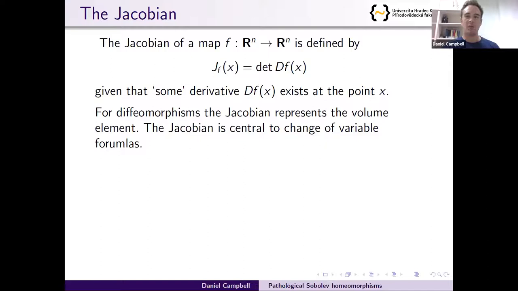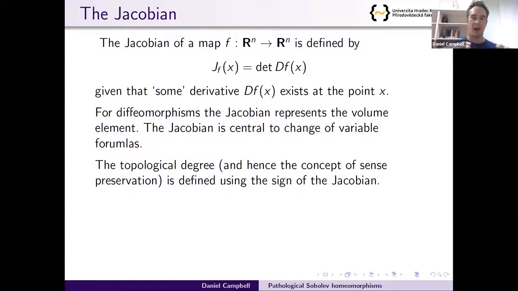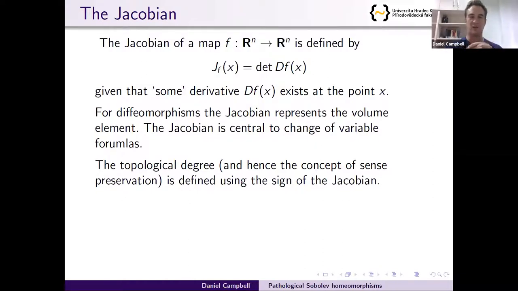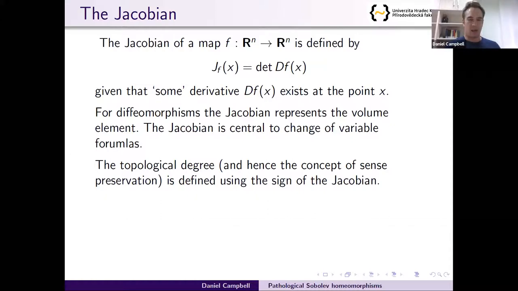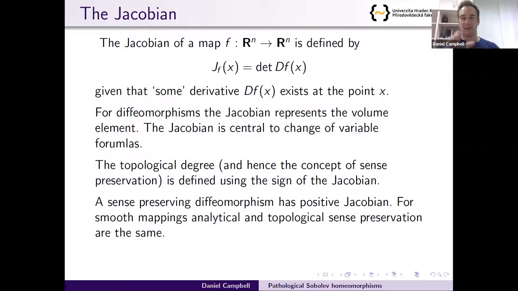But anyway, when we come to diffeomorphisms, we're talking about the volume element, and it obviously has a central role in change of variable formulas. We define the topological degree by the use of the Jacobian. So it carries some kind of topological information about, at least in case of diffeomorphisms. And obviously, any sense-preserving diffeomorphism is going to have positive Jacobian everywhere.